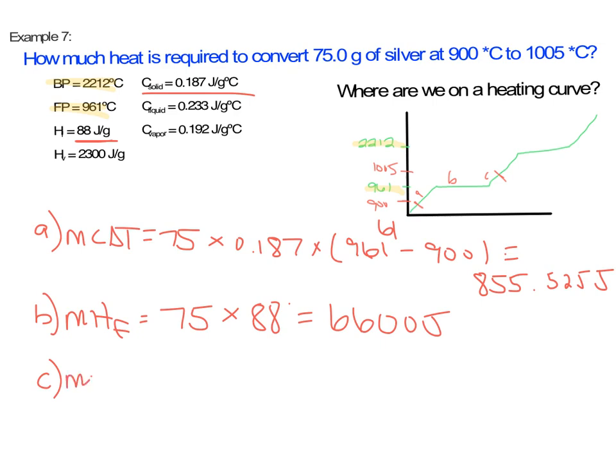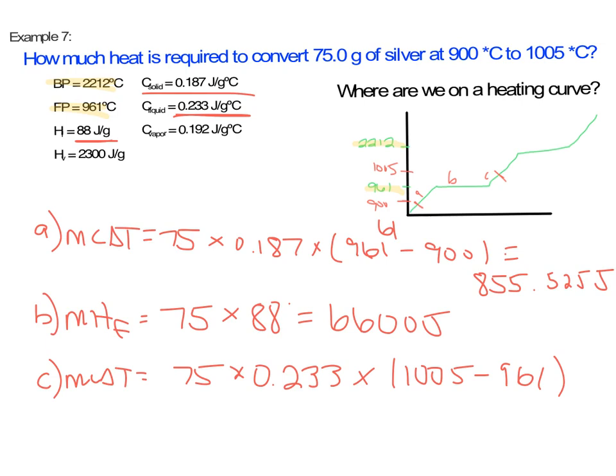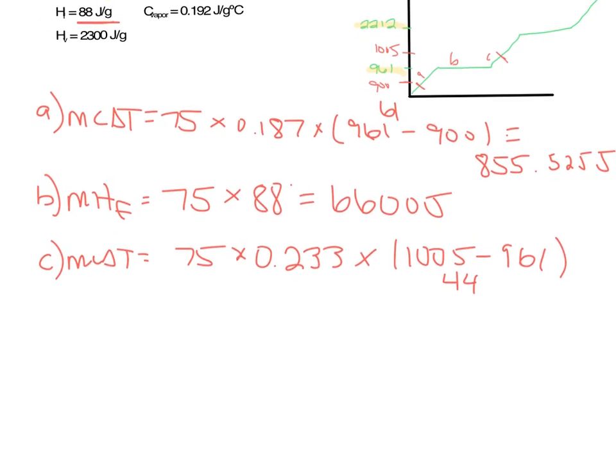Step C is going to be another MCAT. So we still have 75 grams. Now be mindful, the specific heat we need to use here is for liquid. So you've got to pull the 0.233. Now this change in temperature is going to be our final 1005 minus where it started, which is 961. So 1005 minus 961 is going to give you 44 degree change. So you need to multiply these guys. So 75 times 0.233 times 44 is going to give you 768.9 joules.